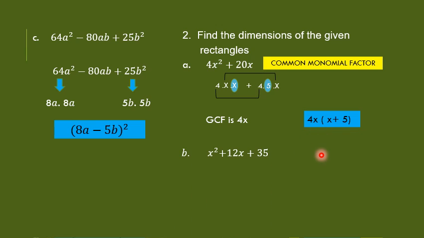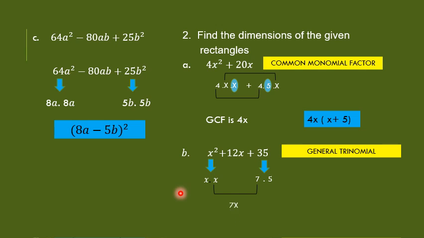Go on. Letter B, x squared plus 12x plus 35. What kind of process of factoring do we need to do here? This is the general trinomial. So x squared is x times x, and 35 is 7 times 5. Check the middle term again and again. So the answer is x plus 7, x plus 5. Take note, for x squared, the a here is equal to 1. As you can see, if you interchange the numbers, 7 goes here and 5 goes here, it's the same answer. But we cannot apply that when a is greater than 1.